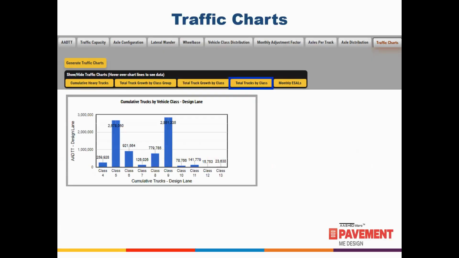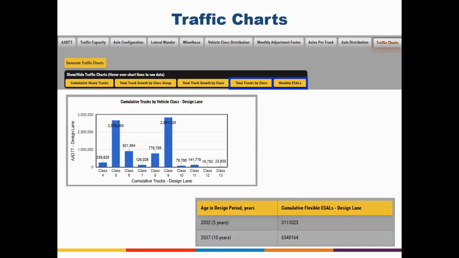Total trucks by class. So this is a bar chart showing the total number of each of the 10 classifications over the course of the design period. And then finally, you can generate what the cumulative ESOLs are going to be at the end of the design period.